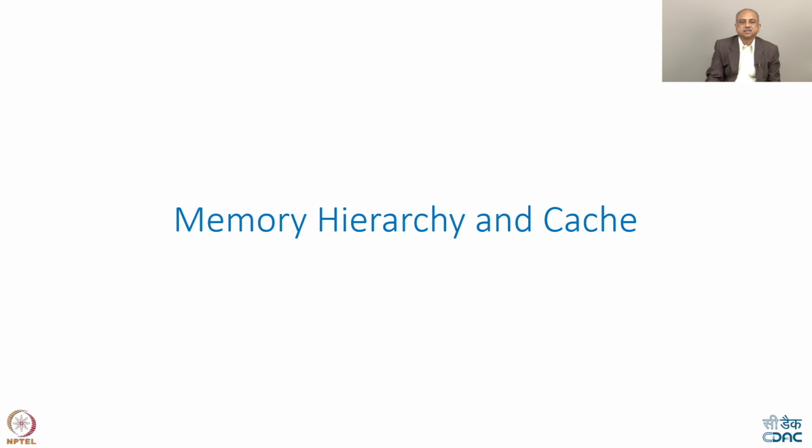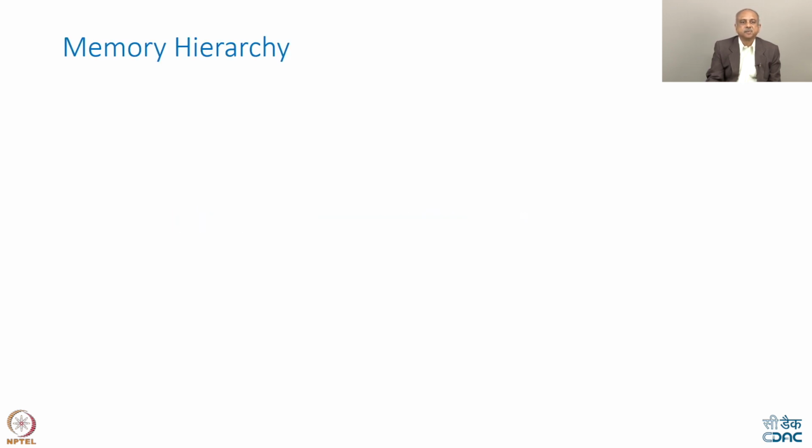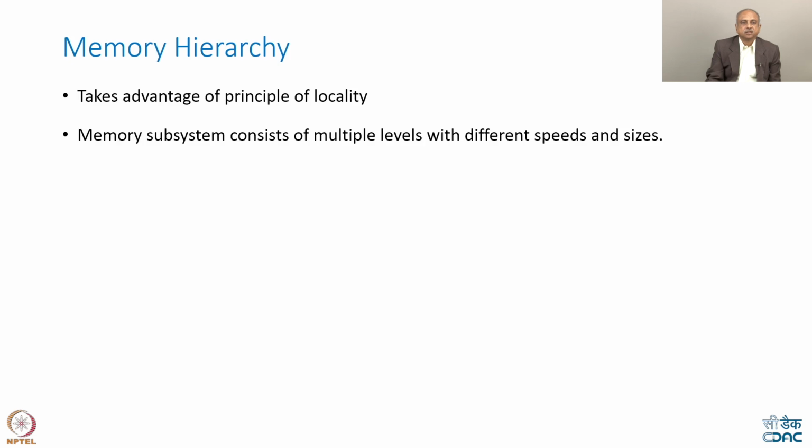So, let us understand how the cache fits in the hierarchical memory. So, what is this memory hierarchy? Let us try to understand. This again works on the principle of locality that I had indicated earlier. There is temporal locality and spatial locality, that is what it takes advantage of. So, now we have seen that we have memories like SRAM, DRAM, hard disk, flash memories, which have different access speeds, different densities and different costs.